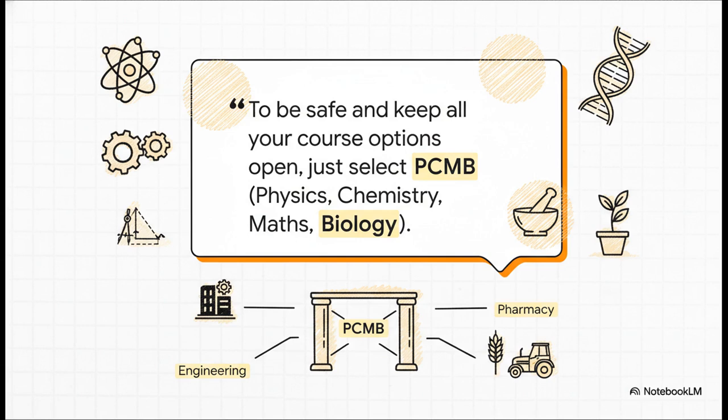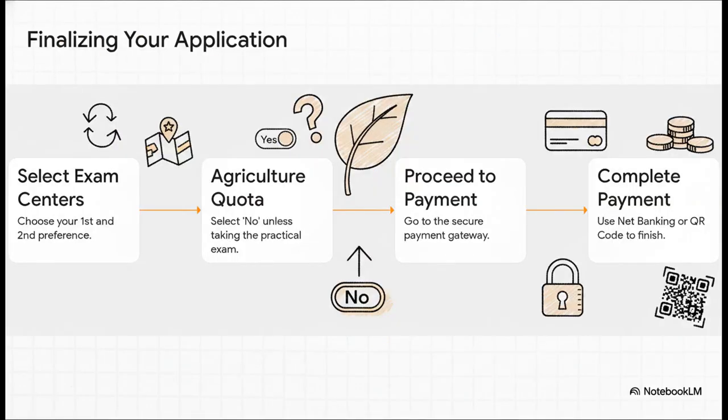Now, for a vital piece of advice, maybe the most important tip I can give you. When the application asks which subjects you're appearing for, just select all 4: physics, chemistry, maths, and biology, PCMB. Why? Because even if you are 100% sure you want to do engineering, selecting PCMB makes you eligible for every single course available, including things like pharmacy and agriculture. It doesn't cost you anything extra, and it keeps all of your options wide open. It's a no-brainer.